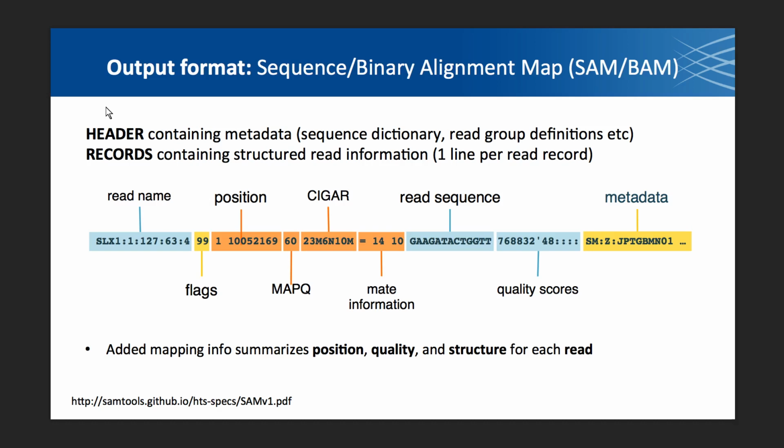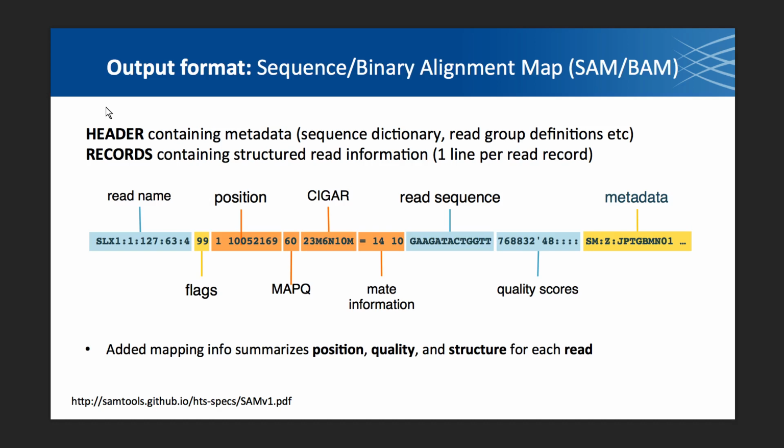This is the position where it's aligned to, the start position. So it's chromosome 1, position 10,052,169. This is the mapping quality. So the mapper also says how confident it is that this is the place that the read came from. Mapping quality 60 is the highest quality that BWA MEM gives. And it could be mapping quality 0, which means that it actually has no idea where it should go. It could either go here or somewhere entirely different.